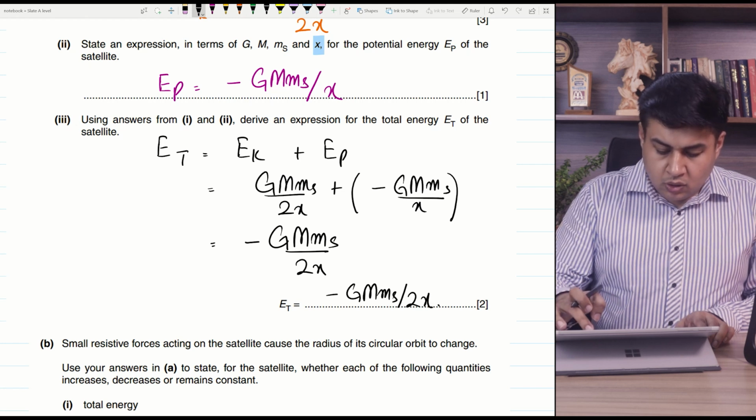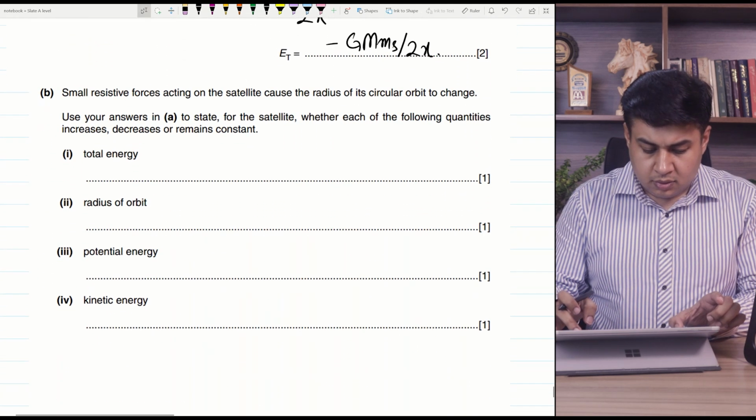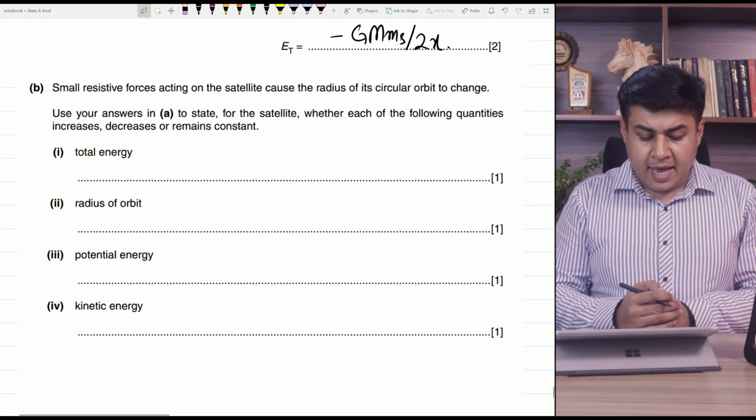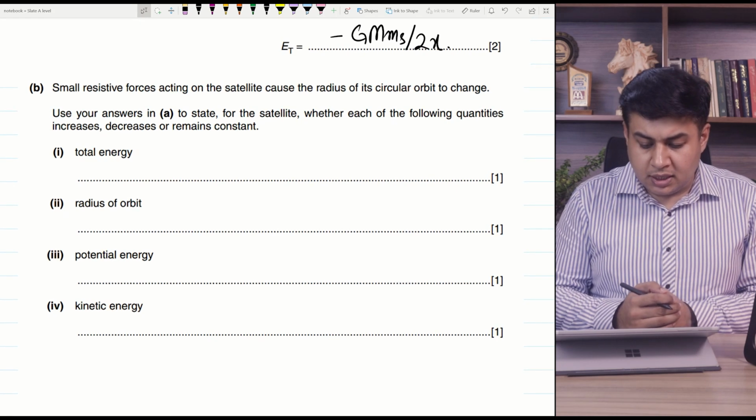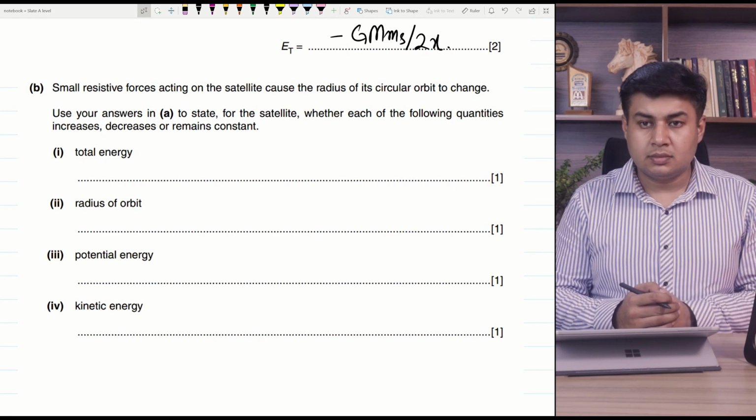Okay, now in part B, a small resistive force acting on the satellite causes the radius of its circular orbit.